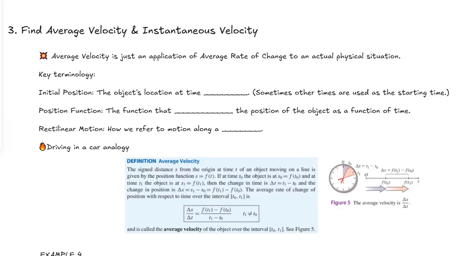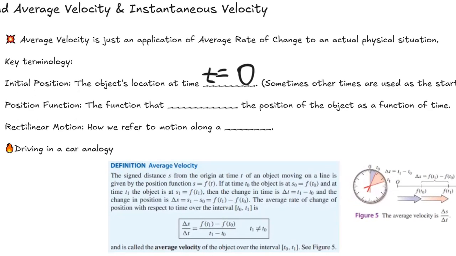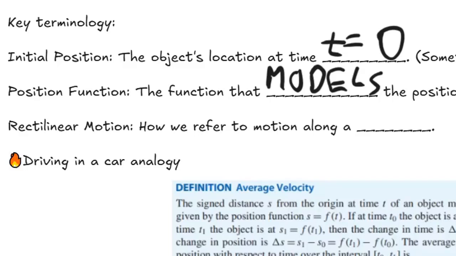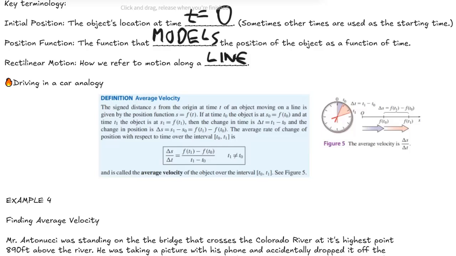Some key terminology: initial position. This refers to the object's location at time t equals 0. Sometimes other times than t equals 0 are used, but typically t equals 0 is going to be the initial position. The position function is going to be the function that models the position of the object as a function of time. And also rectilinear motion. This is how we refer to motion along a line. So if you think about driving in a car, your initial position would be where you're starting. The position function would model where you are with respect to time.